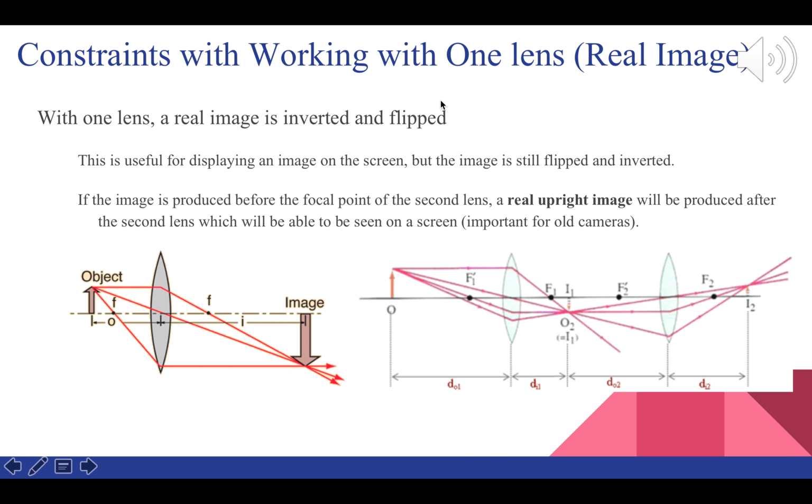Before there were digital cameras, old cameras needed a screen for the image to be displayed on. So when working with one lens, when a real image is produced, it's inverted and flipped. If you have two lenses and the image is produced before the focal length of the second lens, a real upright image will be produced after the second lens, which will be able to be seen on the screen. And this is important for old cameras.